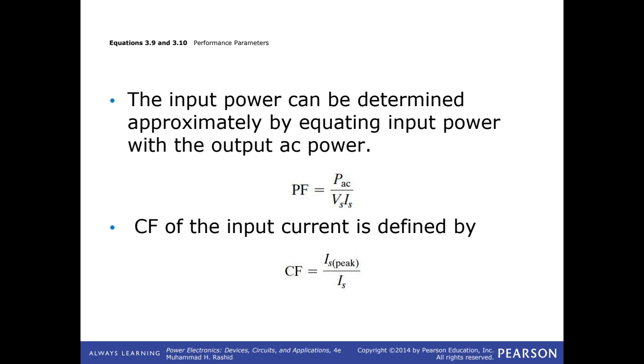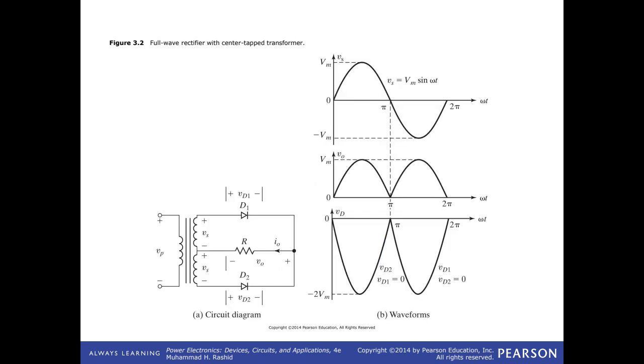And power factor is active power divided by VSIS, and crest factor is the peak value over input. These are input current quantities. We already have seen the average voltage of this rectifier. The diode rectifier is center tapped, but also each diode, if it is open, gets two times those voltages. Okay.